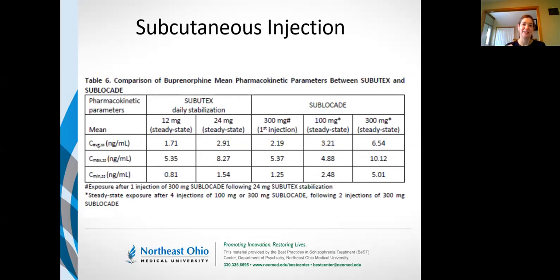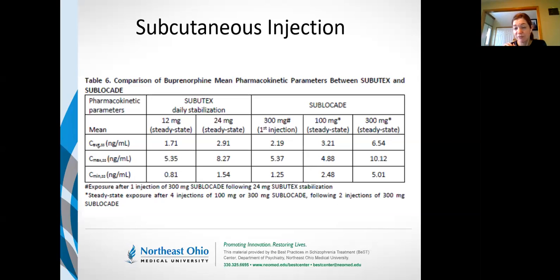Last piece is looking at the subcutaneous injection. So this also had come from the package insert. And I think this is helpful to see because the first 2 columns under Subutex, so our buprenorphine, patients who are on 12 milligrams or 24 milligrams, and then you see the average concentration and then the maximum and minimum concentrations. The last 3 columns are for the Sublocade.